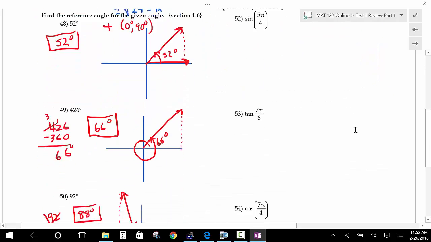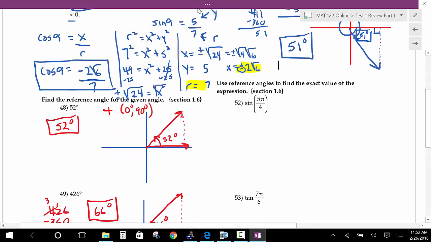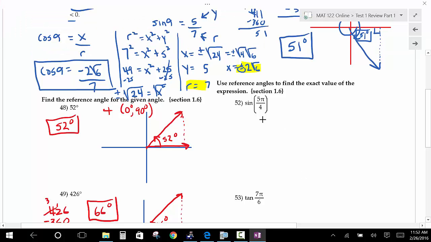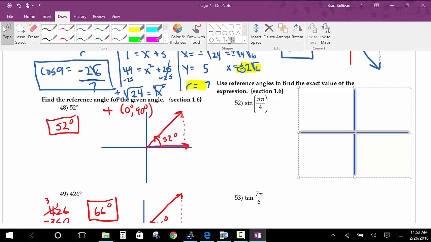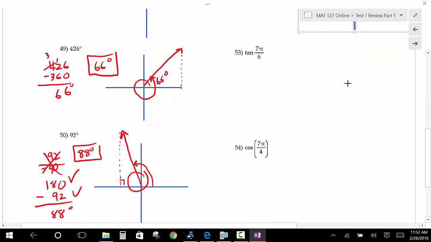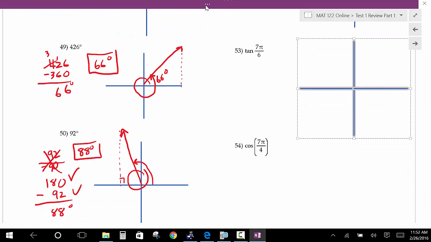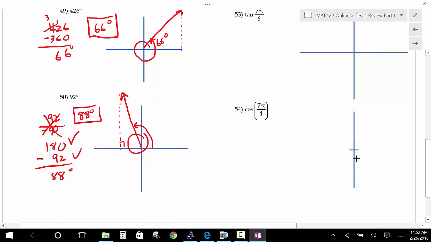Okay, next problem. Reference angles are going to be used to find exact values of trig functions. So let's take a look at a couple of these to finish this up. These are going to have a lot to do at this stage with working out special triangles and stuff. That's mainly what you get into in these problems. Okay, so let's see what we've got going on here.